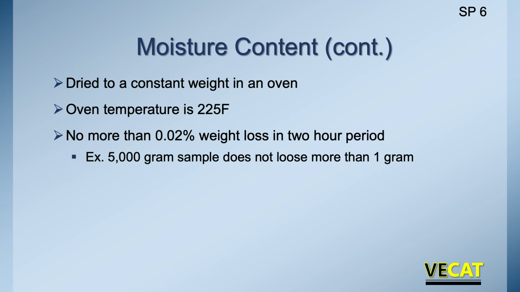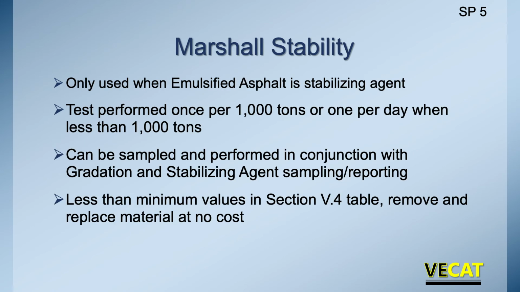We're doing that oven temperature at 225 degrees Fahrenheit. We don't want to cook out the asphalt with higher temperatures. We just want nice, calm heat and have it dry off. No more than 0.2% weight loss in a 2-hour period. So that's how we know when it's stable. For example, a 5,000 gram sample does not lose more than a gram. So once we're at that point, we know we've reached a stable final mass that we can do our computations to check what our moisture content is.